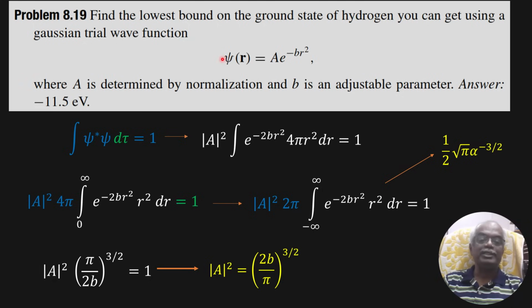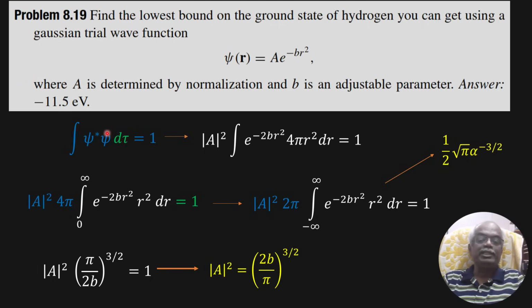In the variational method, we take some trial wave function and find the solution. So the trial wave function is a Gaussian one, that is psi of r is equal to A e to the power minus b r squared, where A is determined by normalization and b is the adjustable parameter.